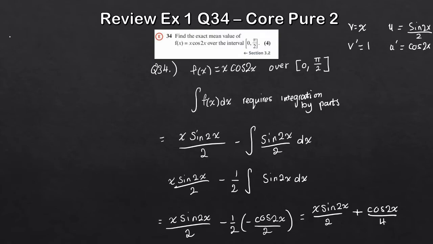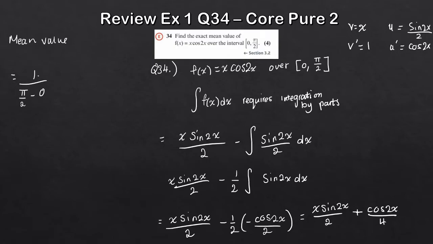So we do it up here now, using all the previous information that we've got here. So it's going to be 1 over b minus a. So the b here is the upper limit, pi over 2. So it's 1 over pi over 2 minus 0 times by the integral of f of x dx. So we've just worked that out here.